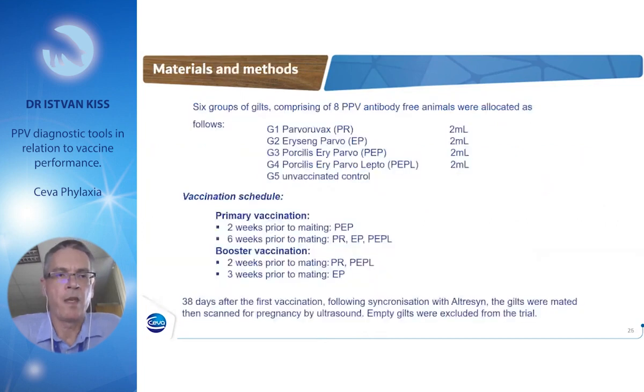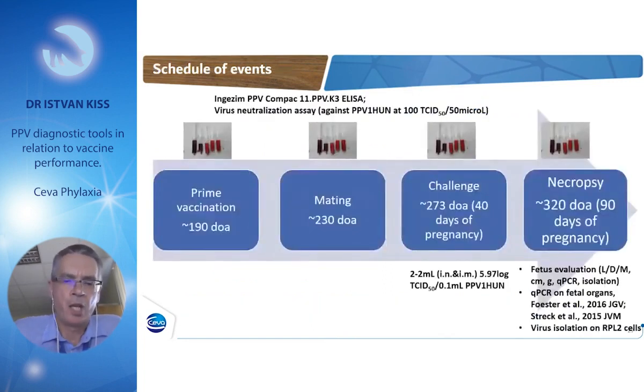So the first task was to characterize this virus. But let's go through the scheme. Here is the group of vaccines that we used, and all were used according to their SPCs. So there was nothing special. And we had these sampling milestones: the prime vaccination and mating, a challenge, and then at the end of the trial. The challenge was done at approximately the 40th day of pregnancy, and after 50 days, the sows were sacrificed and the fetuses removed.